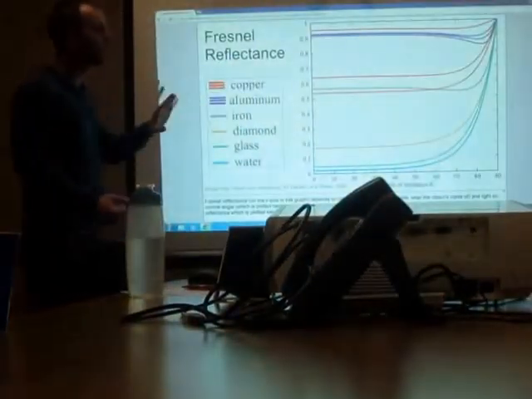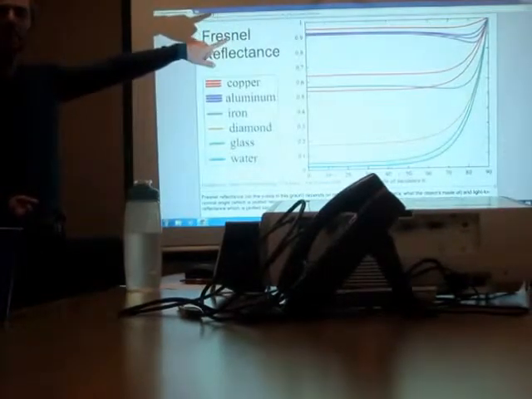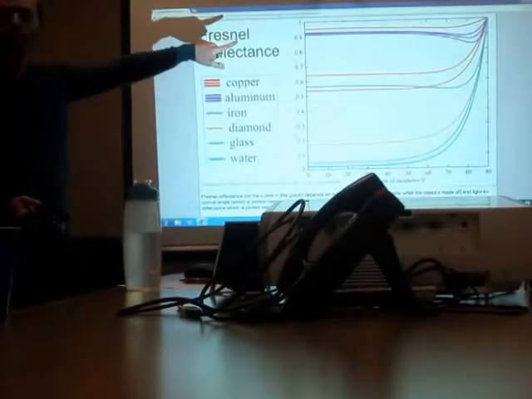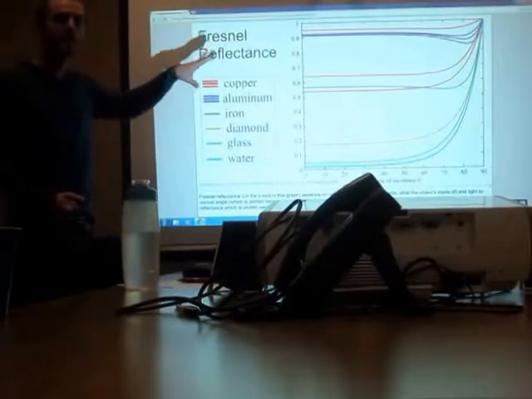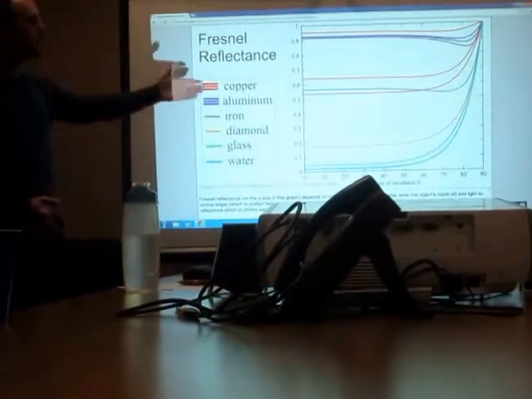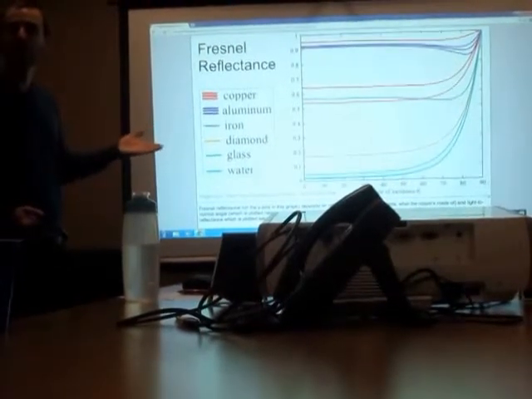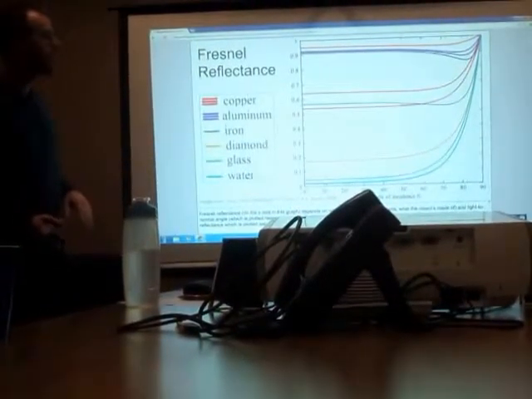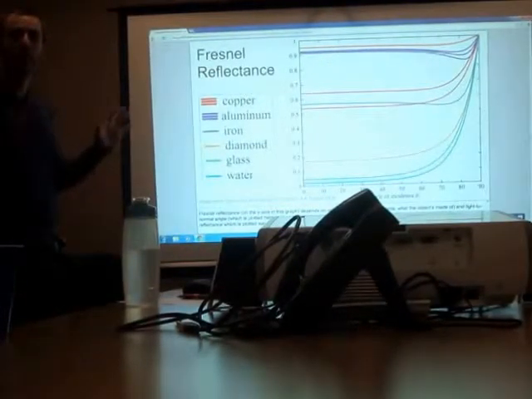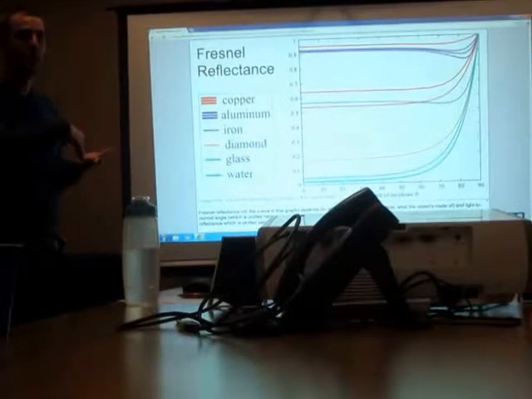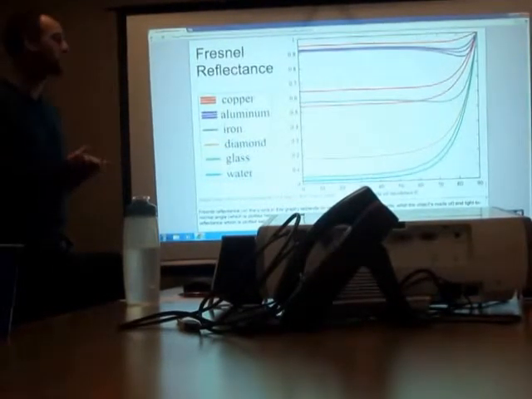At 90, if you notice, all those different curves converge to 100% reflective. So pretty much every object that is solid that we deal with is 100% reflective at 90 degrees, at grazing angles. It doesn't mean that it doesn't scatter, but it just means that none of the light is going into the surface and coming off diffusely. It's all coming off specularly.